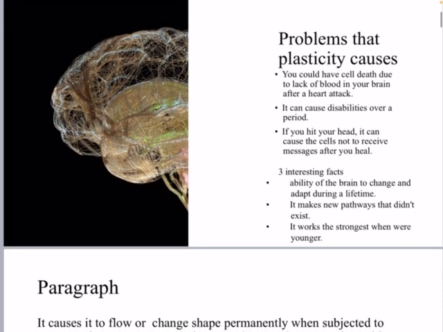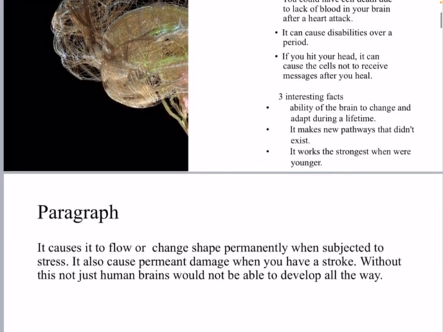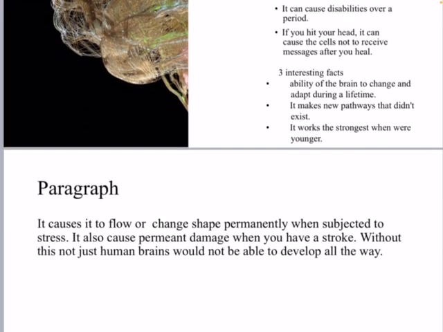Three interesting facts: it is the ability to change the brain during a lifetime. It makes new pathways that didn't exist. It works the strongest when we're younger. It causes the brain to flow or change shape permanently when subjected to stress. It also causes permanent damage when you have a stroke. Without this, human brains would not be able to develop all the way.